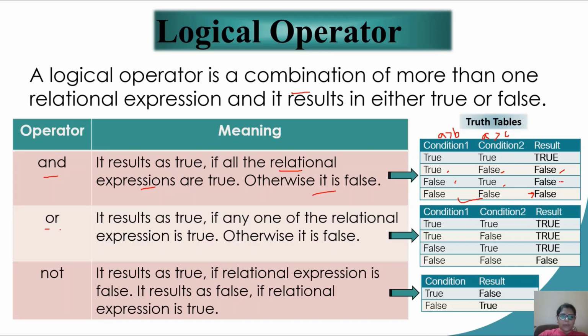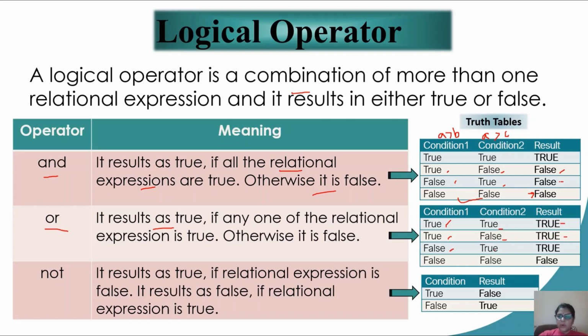Talking about the OR operator. When I'm combining conditions, this operator would result in true if any one of the given expressions, if any one of the given conditions, is true. Otherwise, it will result in false. Let us understand the truth table for this. If my first condition is true and the second is also true, I would get the result as true. If the first one is true but the second one is false, in case of the OR operator, this will give me a true result.